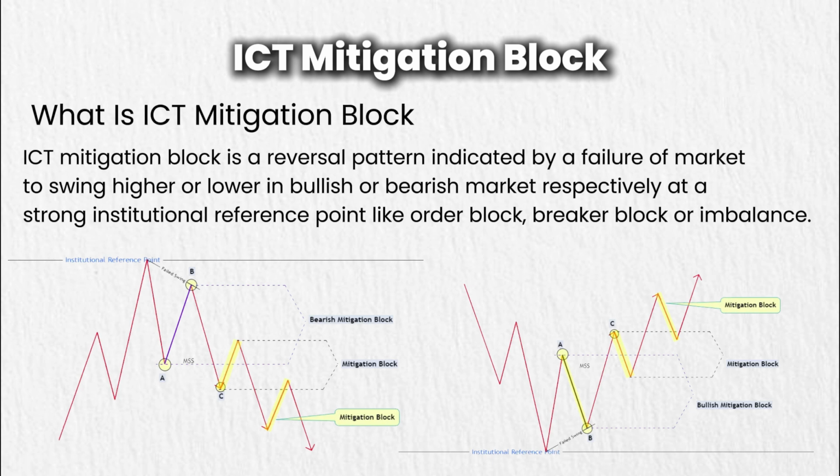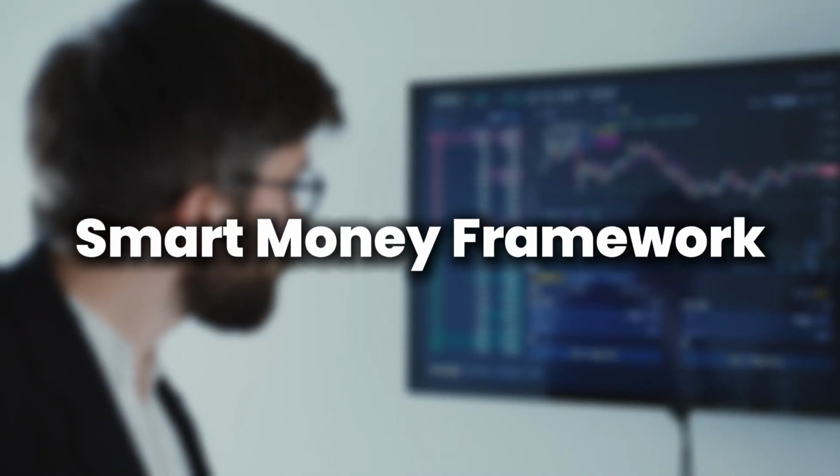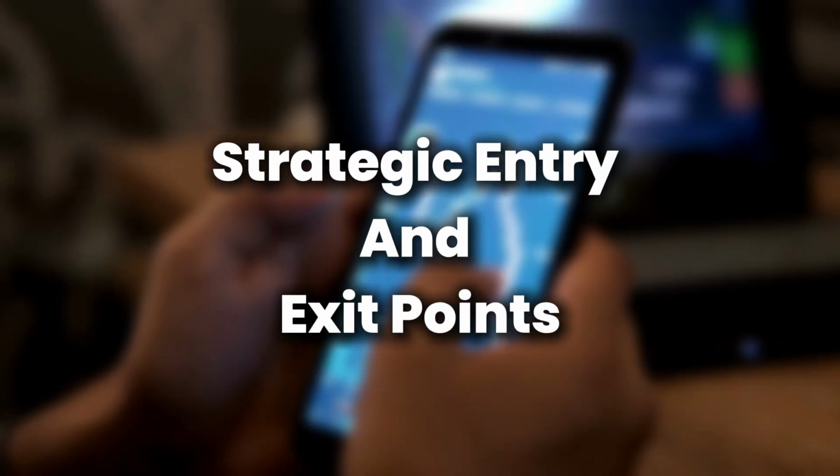A mitigation block in forex trading refers to a specific order on a chart that indicates where previous movements have stalled and reversed, marking it as a potential area for future market turns. This concept within the smart money framework is crucial for traders looking to manage their positions by taking advantage of strategic entry and exit points.